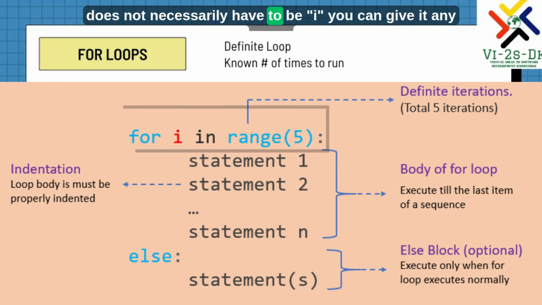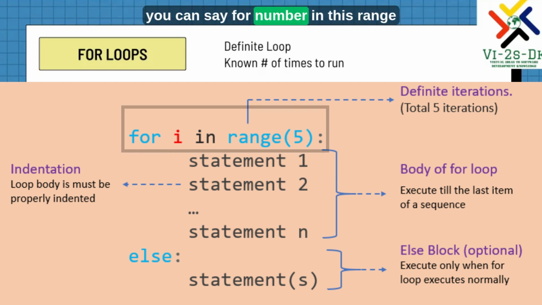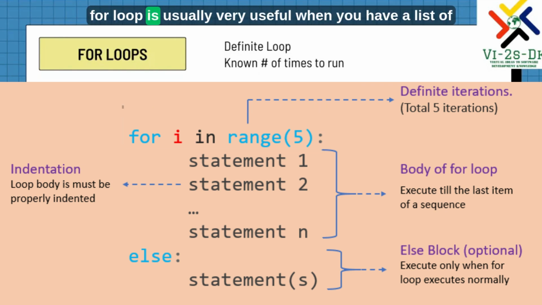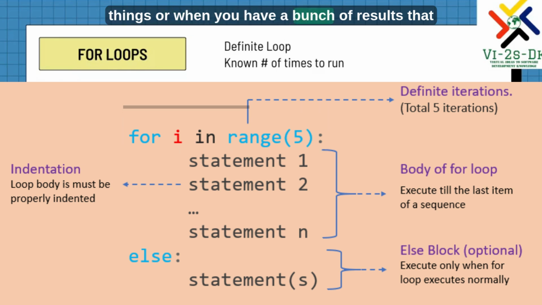It does not necessarily have to be i. You can give it any name. You can say for number in this range, for numeral in this range, for my information in this range. You give your variable any name that you want. Okay. It's going to represent each value within your range or each value within your sequence. So for loop is usually very useful when you have a list of things or when you have a bunch of results that you're looking at.